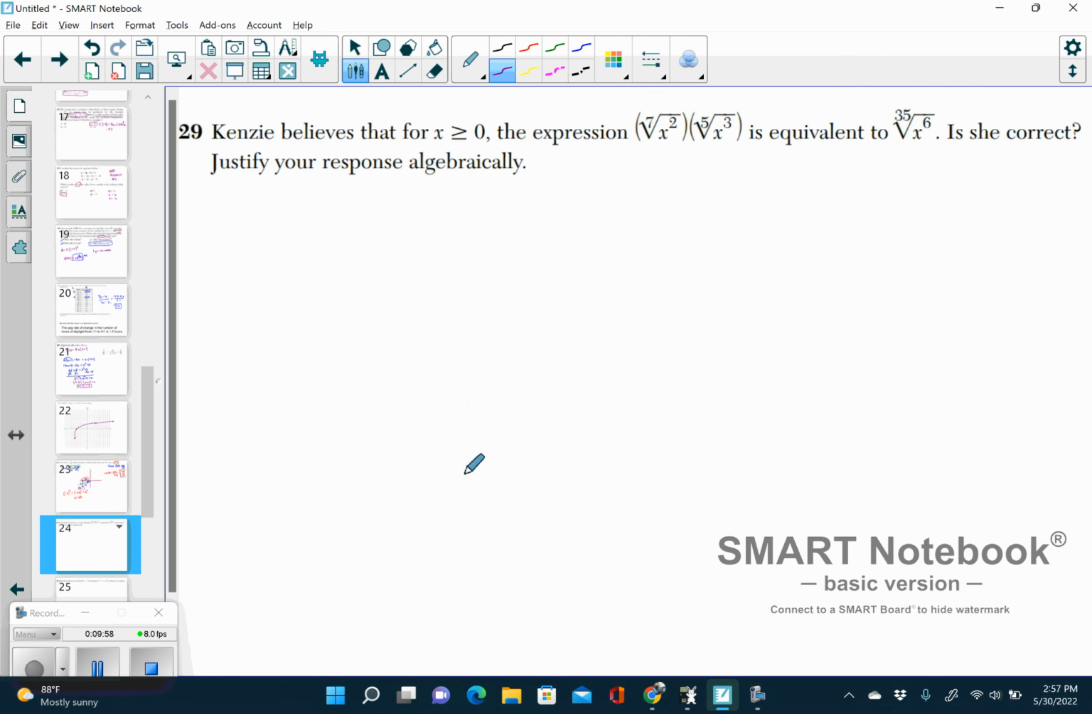Question 29. So Kenzie believes that for x greater than or equal to 0, the expression is equivalent to something. So I'm going to go ahead and put this into a different form. So here's my 7 is my root, 2 is my exponent, so that's going to go on the top, multiplied by x. My 5 is my root, and 3 is my exponent. And she's saying that it's equivalent to x with 35 as the root and then 6 as the exponent. So let's see if she's right.